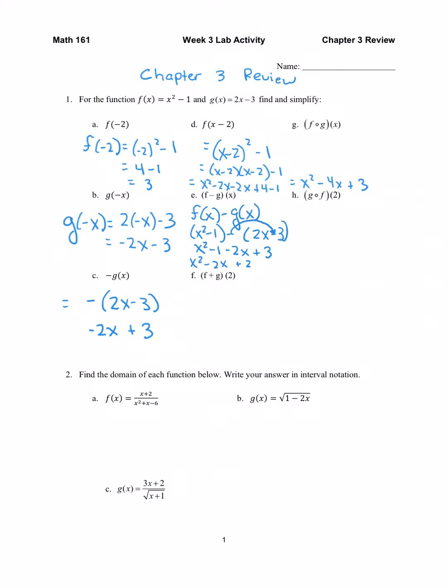The same is true in letter F, except this time we are going to add the two functions, and instead of using f of x here or g of x, we're going to plug in 2 instead. So we already know that f of 2 would be 2 squared minus 1, and g of 2 would be 2 times 2 minus 3. Yes, because once again, we plug in 2 wherever we see an x for f and then g. And when we go ahead and solve that, we are going to get the answer 4.